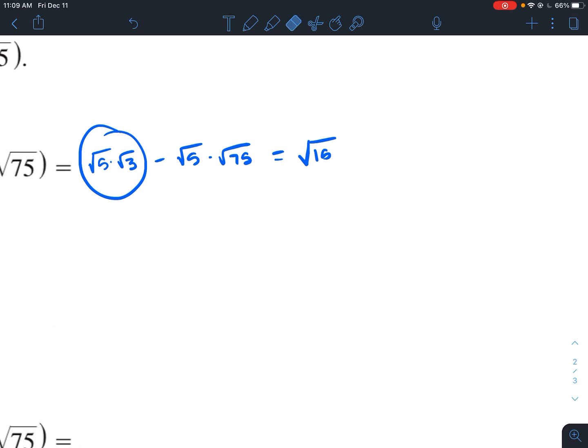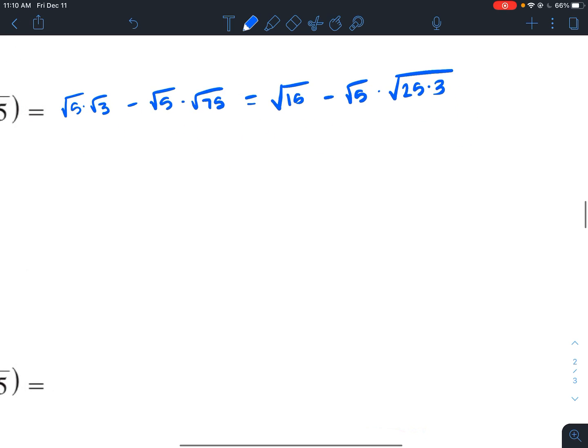Now I could do the same thing on the right side, but I want to make sure that this right here, the square root of 75, has a radicand that is as simplified as possible. So I'm going to simplify this. So I still have minus square root of 5, but now I'm going to do minus the square root of 25 times 3, because 75 is 25 times 3.